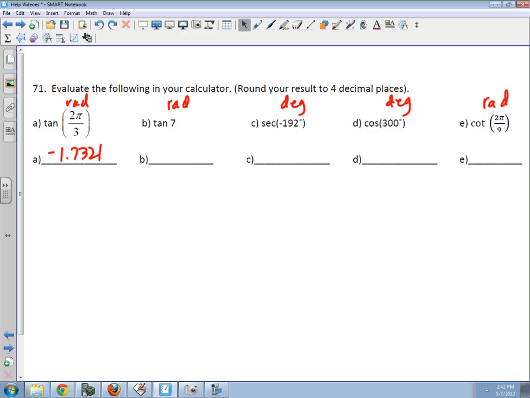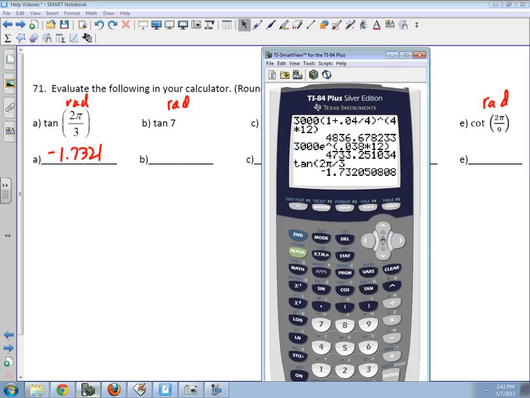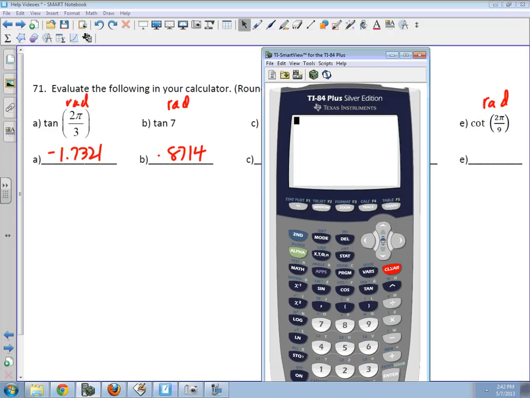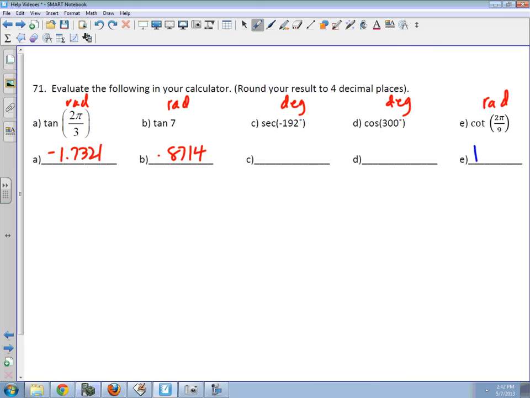All right, tan of 7, again, it's in radians. I know it's radians because there's no degree symbol. So tan of 7 is 0.8714. And then cotan of 2 pi over 9. Now you're going to say, well, how do you do that? I don't have a cotan button. Well, that's just 1 divided by the tan of 2 pi over 9. Anytime you see a cotan, secant, or cosecant, you're going to do 1 divided by the trig function that is the reciprocal of that. So in this case, it's 1.1918.